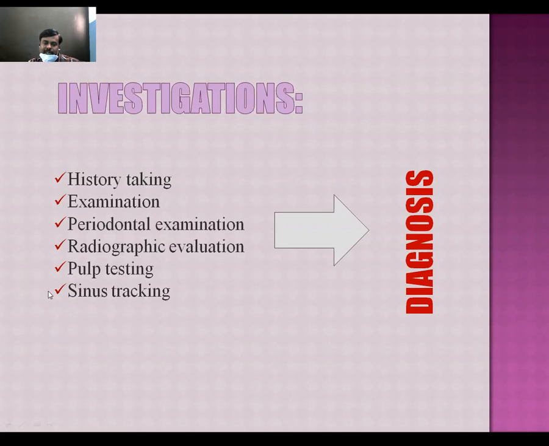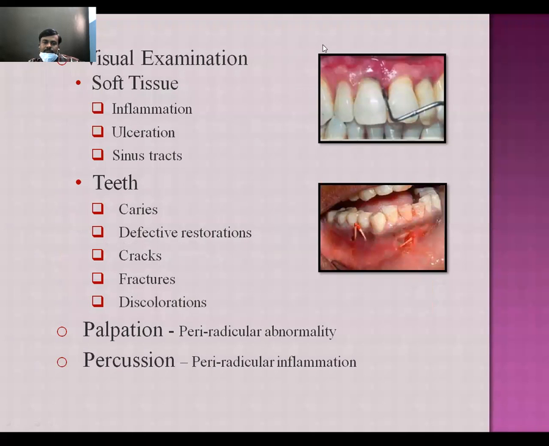Then for a sinus tract, you should insert a gutta percha cone within the sinus tract and take a radiograph, which will show you where the sinus tract is coming from. So it is easy to diagnose. Like a visual examination, you do it clinically. Whenever you do a soft tissue examination around the involved teeth, there may be gingival inflammation, ulceration, bleeding on probing, and a pocket present around that particular involved tooth.